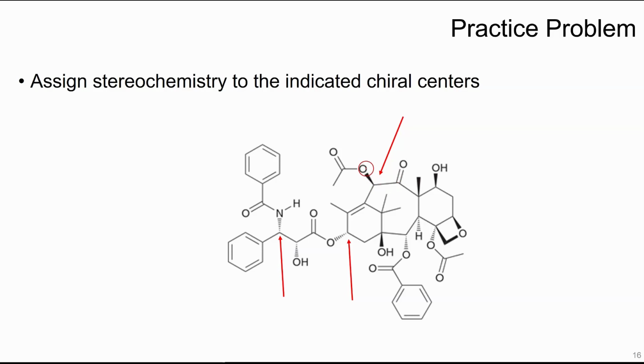So this one here is 1, 2, 3. This one is R. This one here is 1, 2, 3. This one would be S, but the H is the wrong way, so this one's R. 1, 2, 3. This one would be R, but that becomes S. And if you want it for practice, you can do the rest of them around the ring.